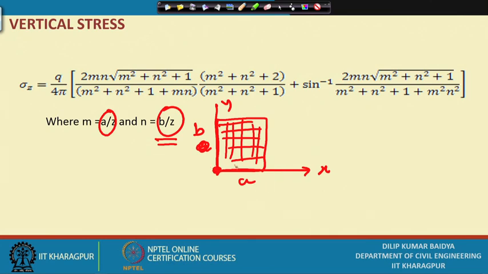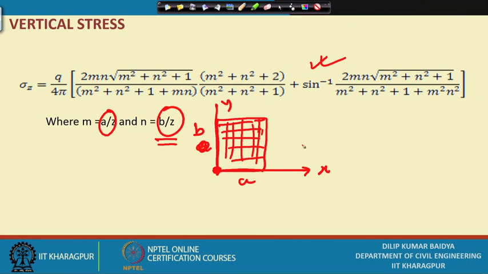That means, if I have a and b dimensions, and the entire area is loaded with intensity q, this is the expression. So while calculating this, what do you have to do? Generally our calculation requires finding the stress at, suppose, 2 meter depth below the corner of the footing. This is the question. Then what happens?